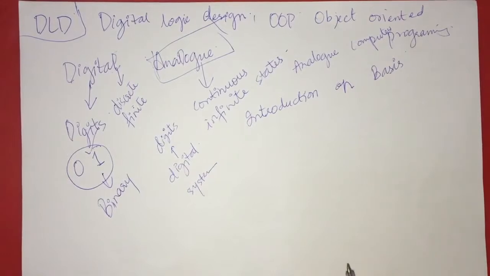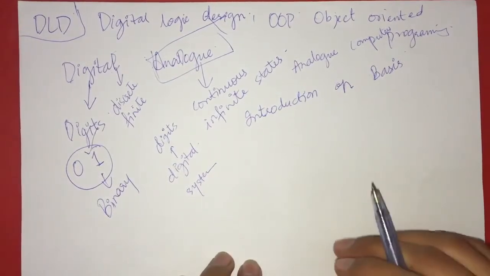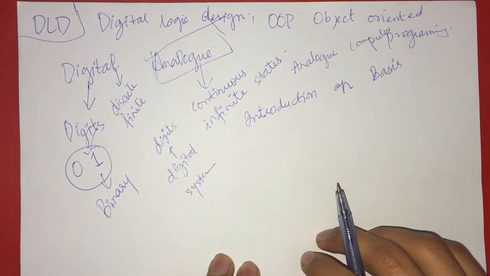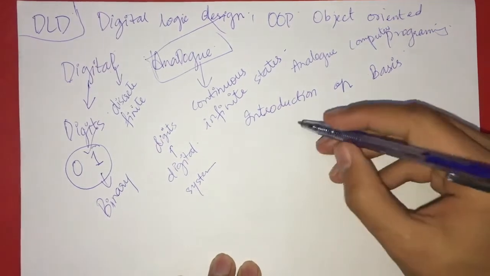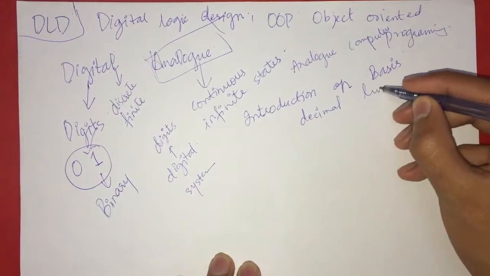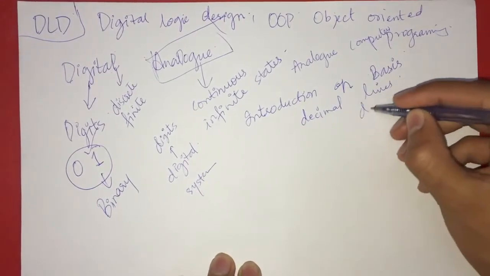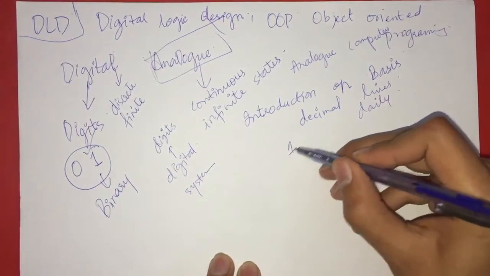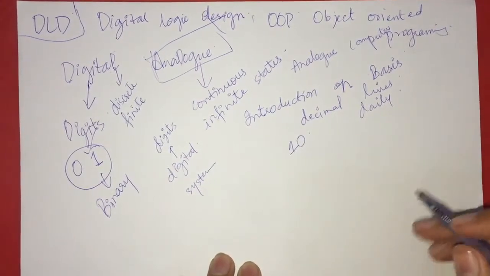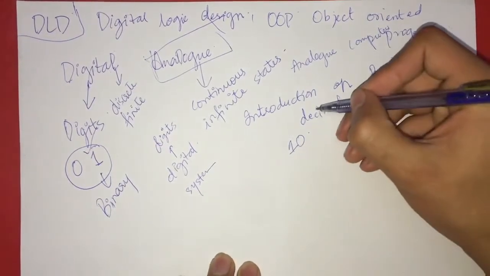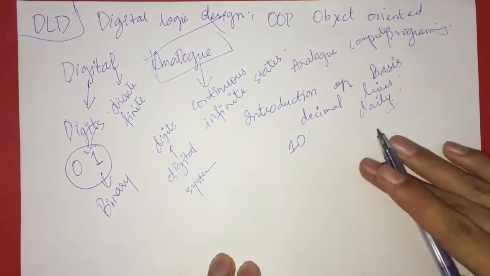The number system: there are an infinite number of systems we can use in our daily lives, but the most common one is the decimal number system, which we use in our daily lives. It has a base of 10. We have become really used to this system.